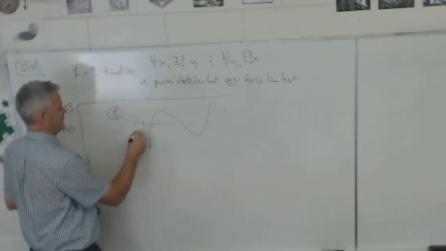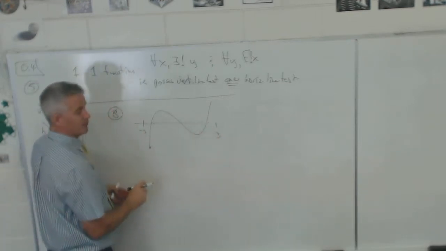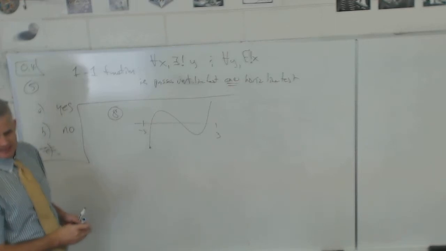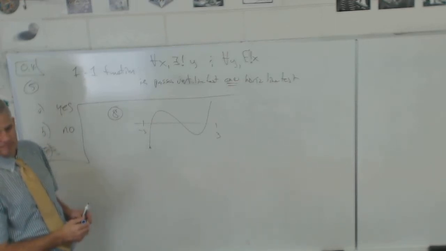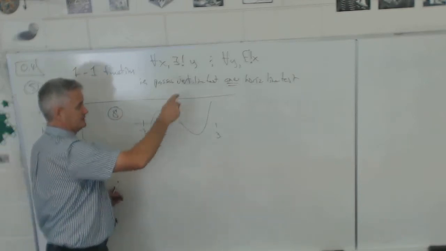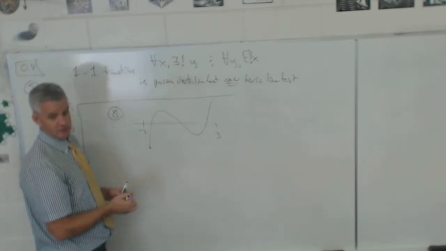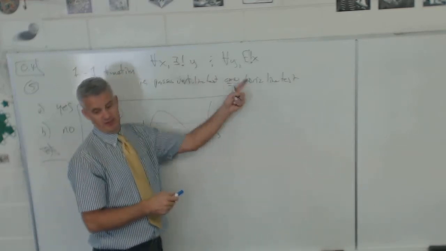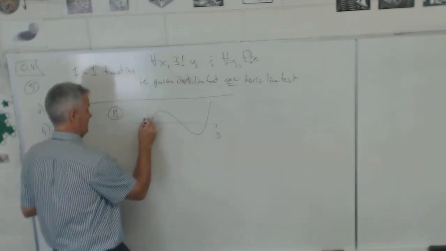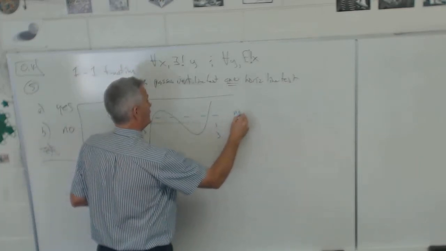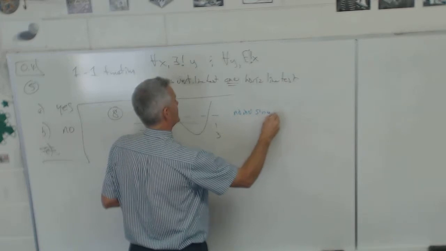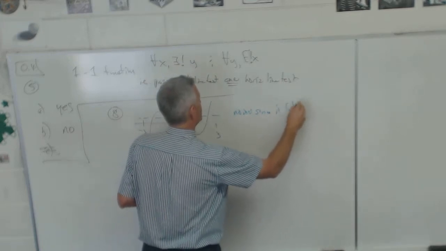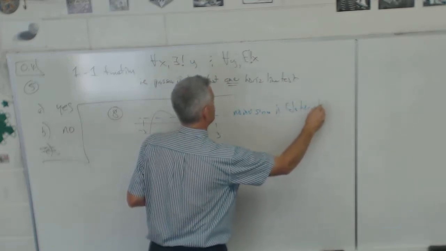The graph looks like this, right? Negative 3 to 3. And so what's the reason that it doesn't have an inverse? It passes the vertical line test. So it's a function. That's not a reason. Why does it not have an inverse? It's got to pass both. No inverse since it fails the horizontal line test.